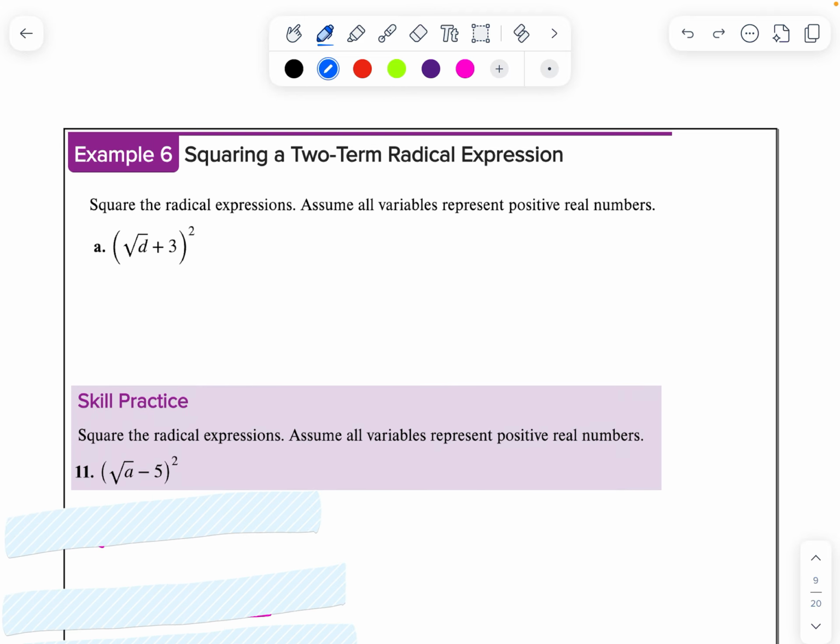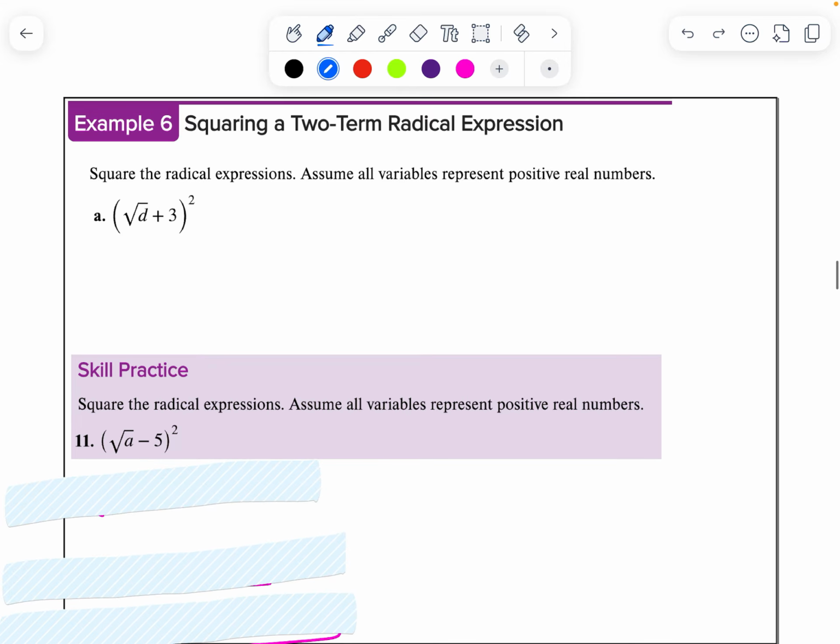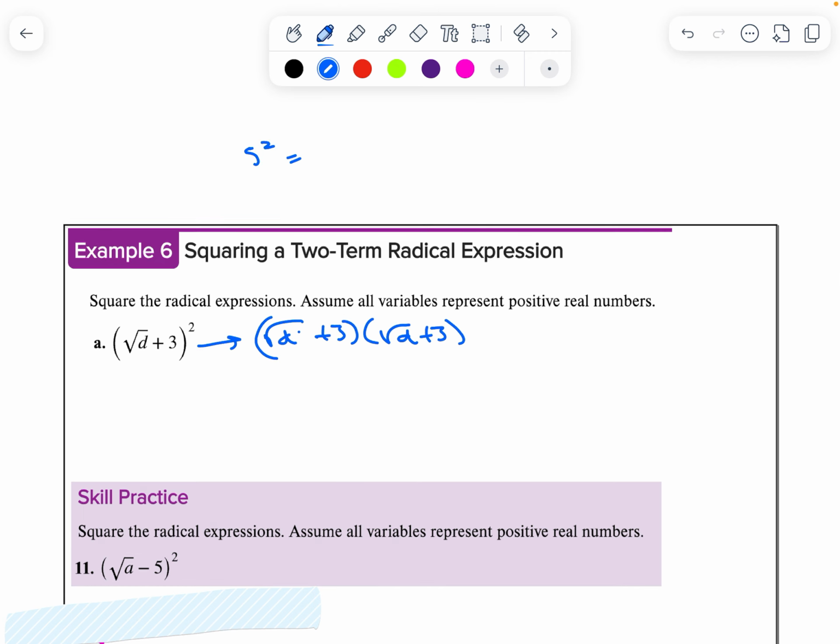All right, this is the toughest part of this lesson. When we want to multiply, squaring is just multiplying something by itself twice. So when we want to square a binomial that has a radical, what we're going to have to do is write it out twice. Square root d plus 3 times square root d plus 3. Same thing as saying 5 squared is 5 times 5, right? We're using that same idea. Square root d plus 3 squared is the same as square root d plus 3 times square root d plus 3. And then we're going to have to FOIL just like we were doing a second ago.